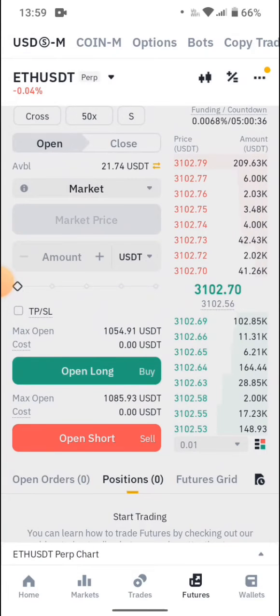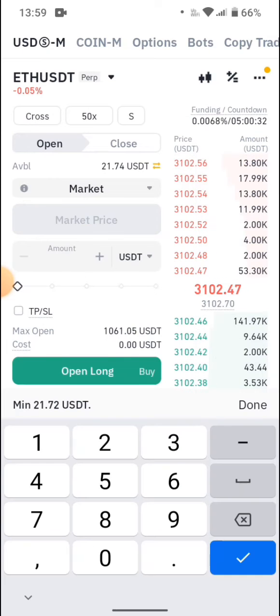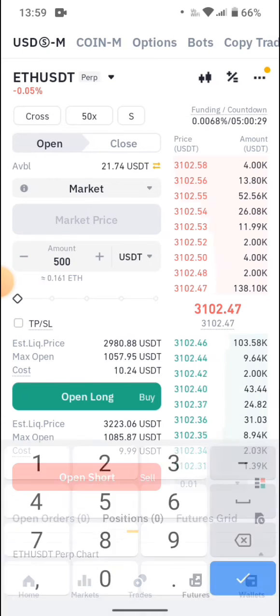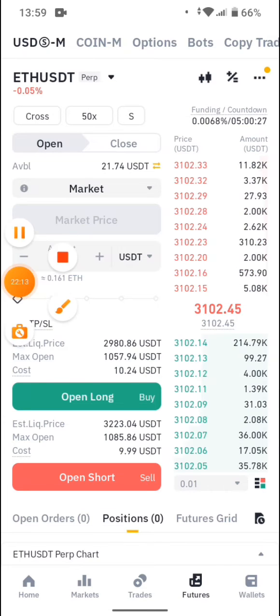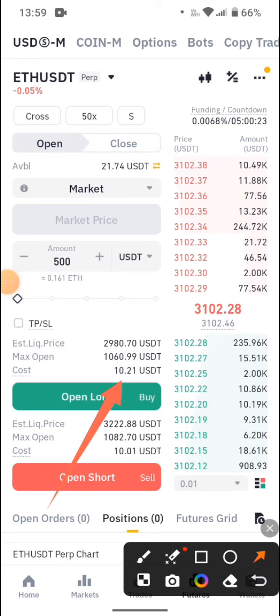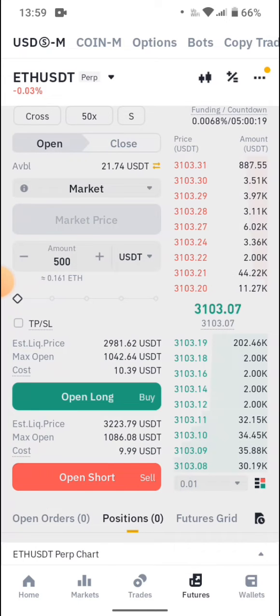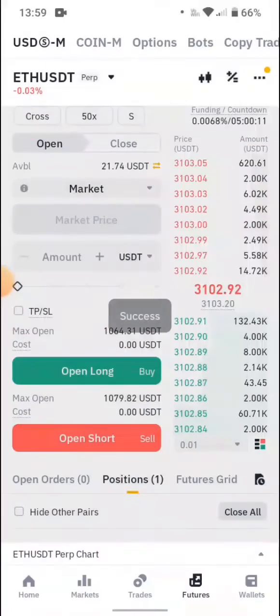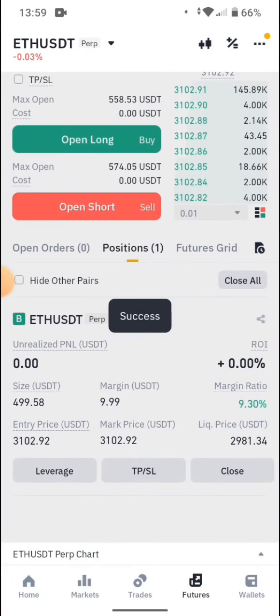We are going to select 50x and we are going to enter a market order. So let's say we will put 500 USDT. All we need to provide to enter a trade of 500 USDT is 10.21 USDT to open a position. So now let's say we want to open another long trade again. You just press open and you agree, confirm. So now we are in the trade.